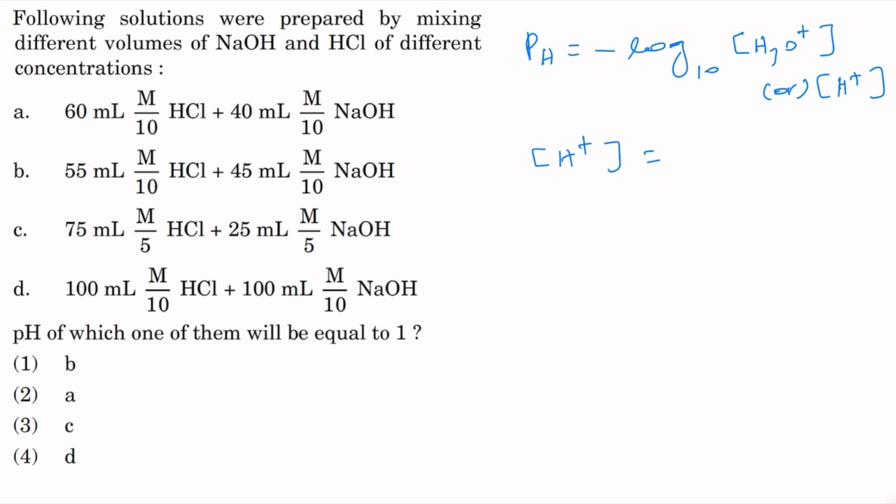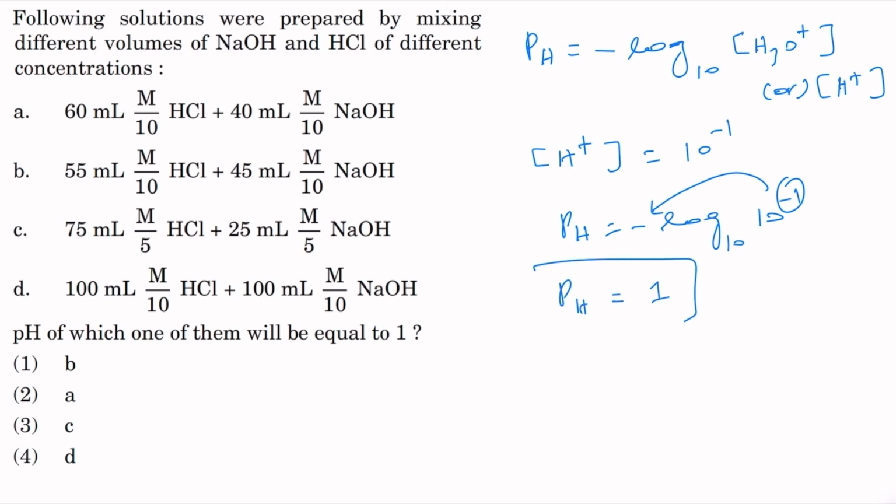Only if the molar concentration of H plus is equal to 10 to the power minus 1, then we can get pH exactly equal to 1, because we can bring this minus 1 here, we have another minus here, and therefore it becomes positive, and log base 10 of 10 is simply 1, and we will get pH equal to 1. So if the molar concentration of H plus is not 10 to the power minus 1, then let us not calculate the pH, so that we can reduce the calculation a little bit. So let us check all the options one by one.